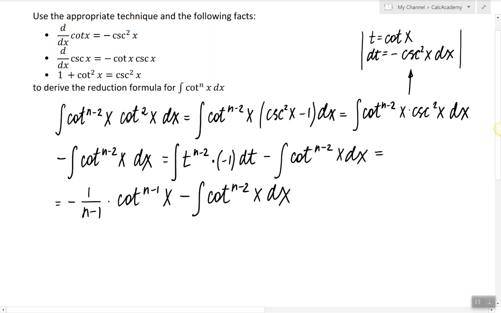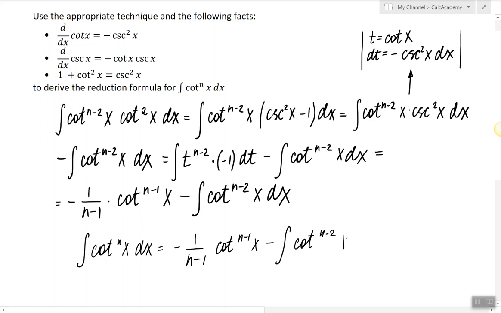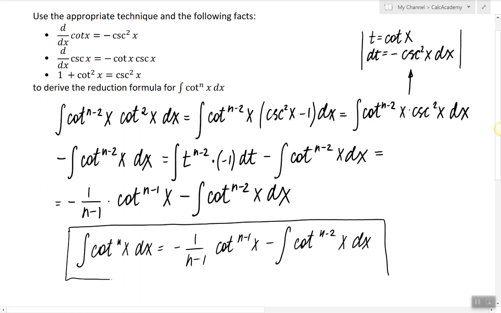And this is the formula. So the integral of cotangent to the power n x dx is equal to negative 1 over n minus 1 cotangent n minus 1 x, minus the integral of cotangent n minus 2 x dx. This is the reduction formula for integrating cotangent to the power n.